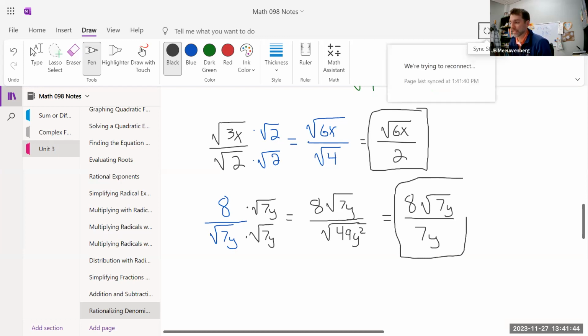So that's the basics about what it means to rationalize a denominator. That's going to occur when you have radicals in those denominators. You want to eliminate them.